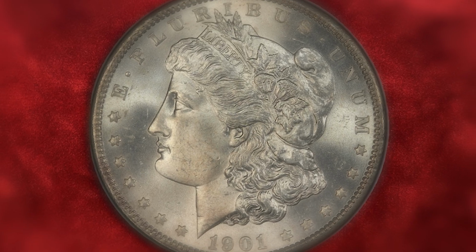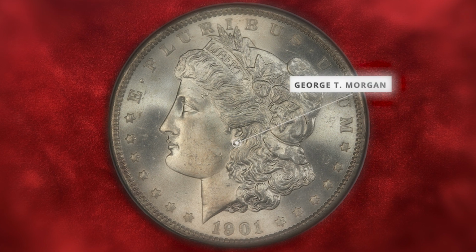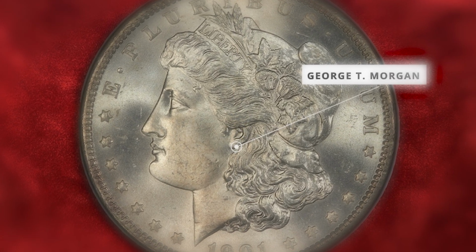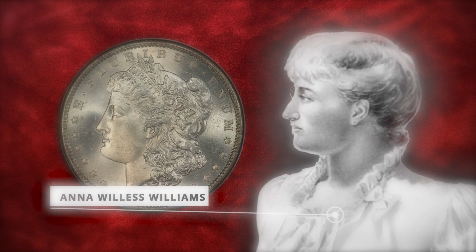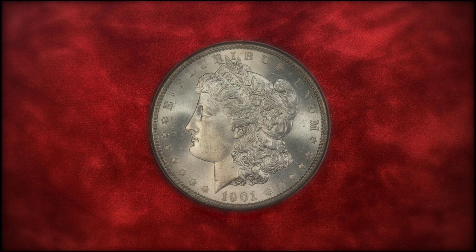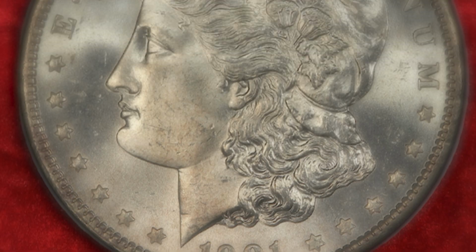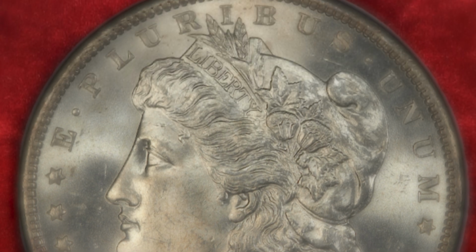On the obverse, you will see a depiction of Lady Liberty. This is designed by George T. Morgan. This Lady Liberty is actually modeled after a real Philadelphia schoolteacher named Anna Willis Williams. This depiction of Liberty was the embodiment of American ideals, a distinctly new world look compared to the previous designs, symbolizing a nation rich in resources and ambition.